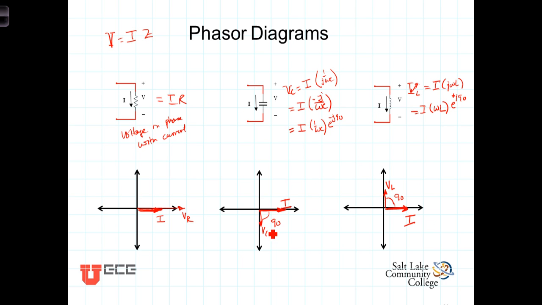Notice that the voltages of the capacitor and the inductor are 180 degrees out of phase with each other. Relative to the current, the voltage of the capacitor lags by 90 degrees. The voltage of the inductor leads the current by 90 degrees.